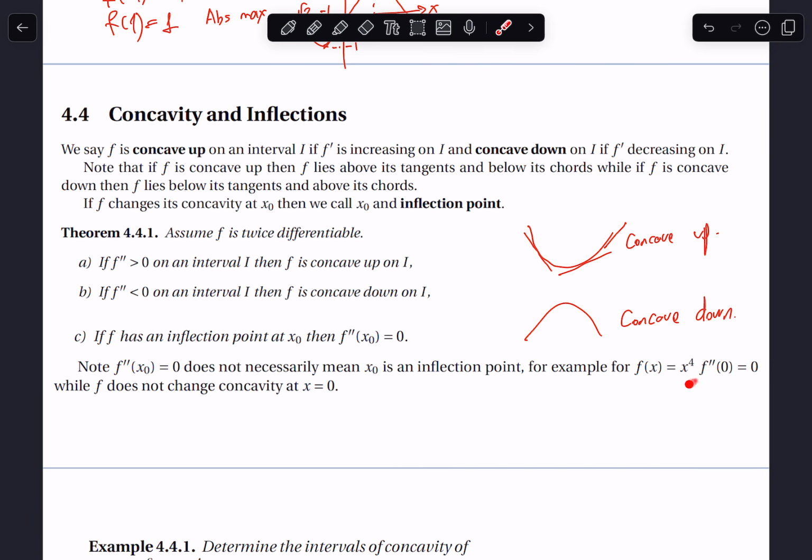For example, for this function f of x equals x to the power 4, the second derivative at 0 is 0. But let's just look at the graph. The graph is basically similar to a parabola. So this is y equals x to the power 4. And the function is a concave up function everywhere. So it does not change concavity at x equals 0. Okay, so the vanishing second derivative does not mean inflection point.